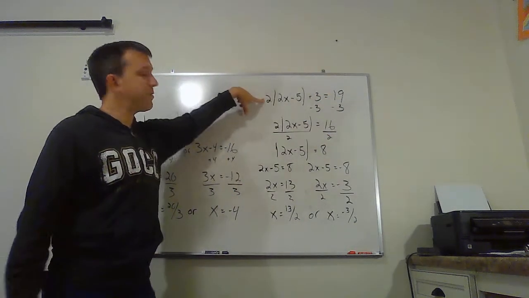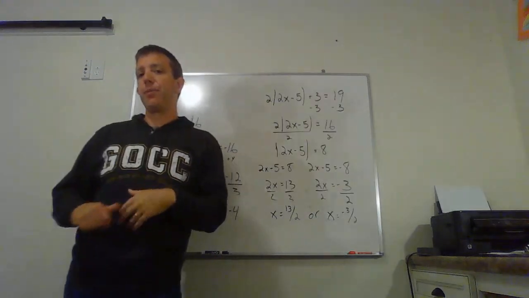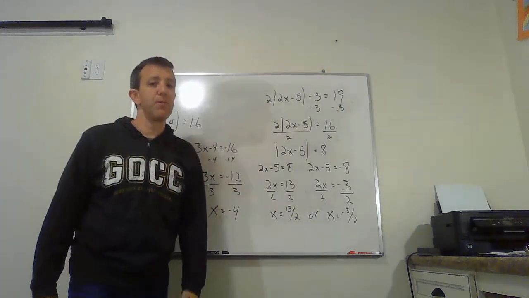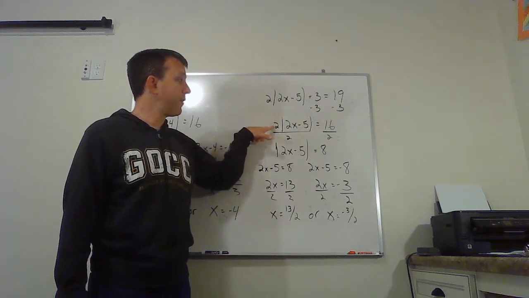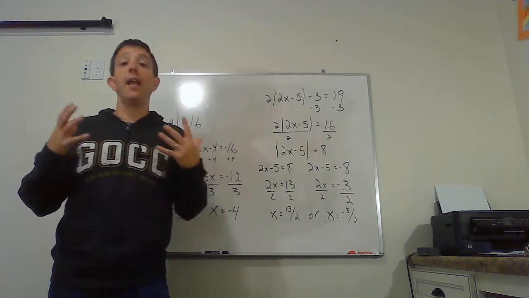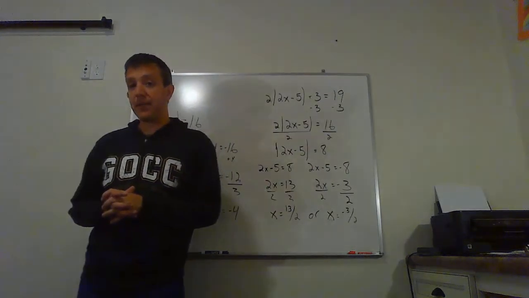Now, I'm not going to use the distributive property because multiplication gets a little bit wonky with absolute values sometimes. So instead, I'm just going to divide both sides by 2. That will get rid of the 2 that's out front. 16 divided by 2 is 8. Now I have the absolute value by itself.